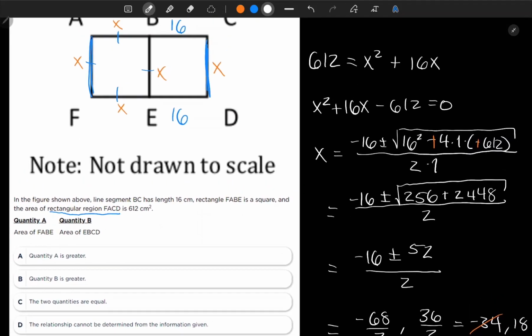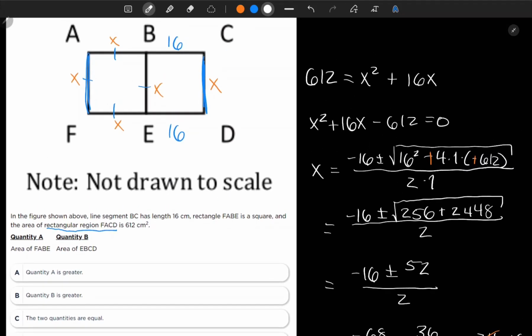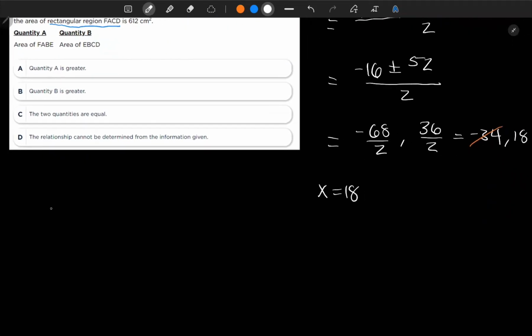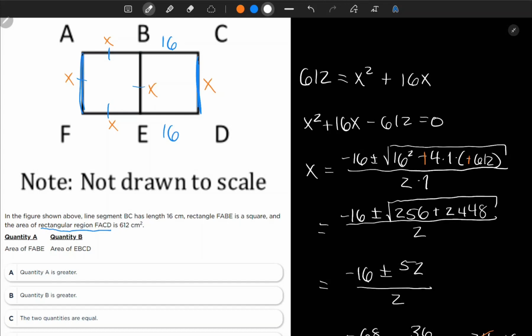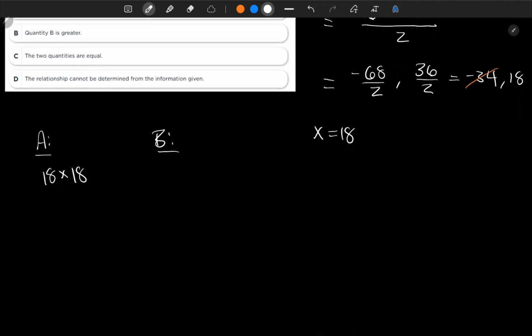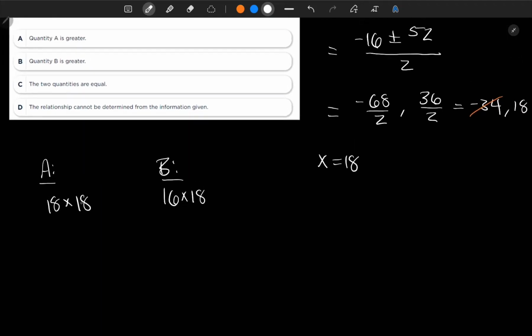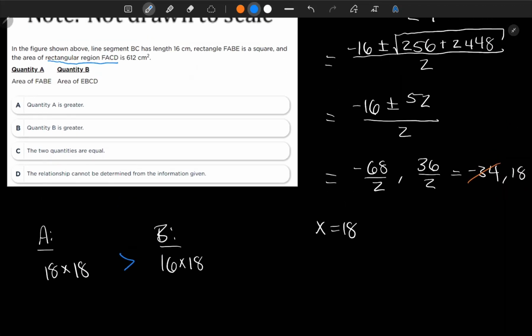Doing so, we know that the area of the left square is x squared, so A has an area of 18 times 18, whereas B has an area of, well, you just multiply the two side lengths, so it's 16 times x, or 16 times 18. But we know that 18 times 18 is greater than 16 times 18. So we know that quantity A is greater than quantity B. So the answer here is A.